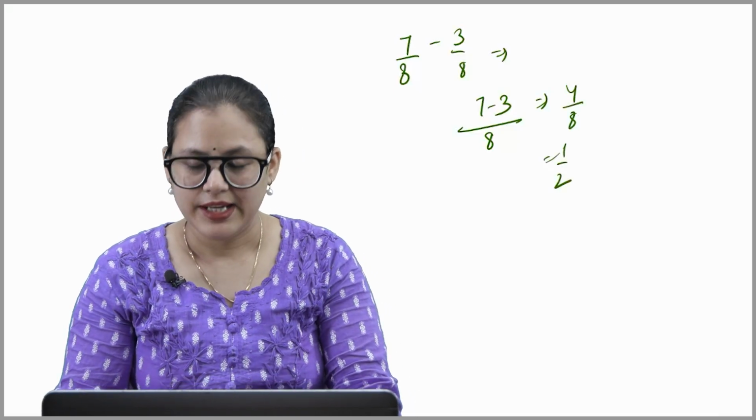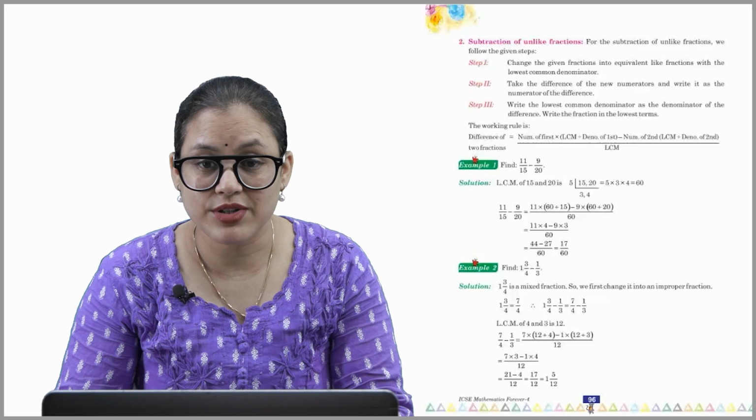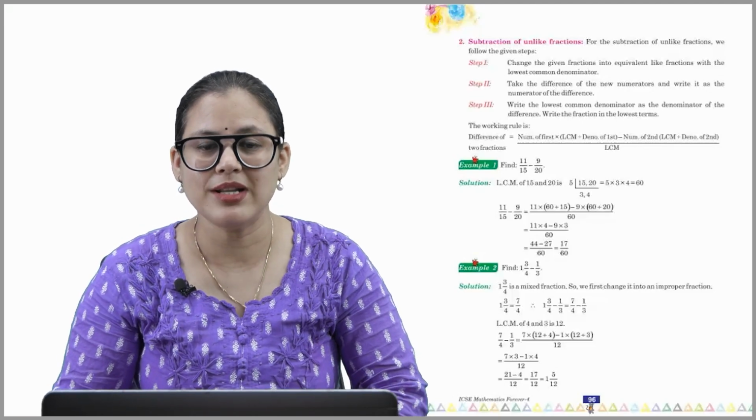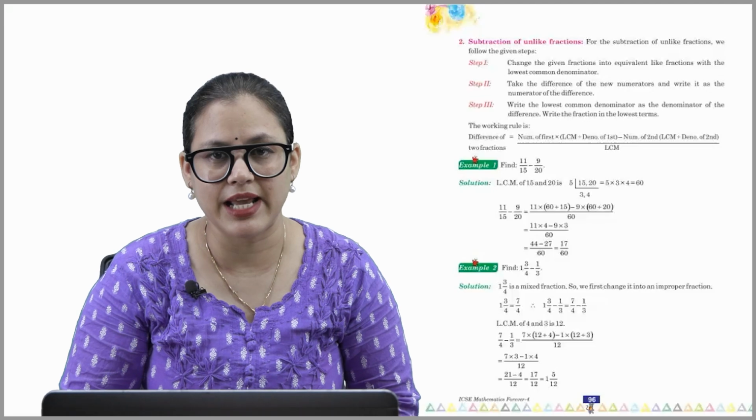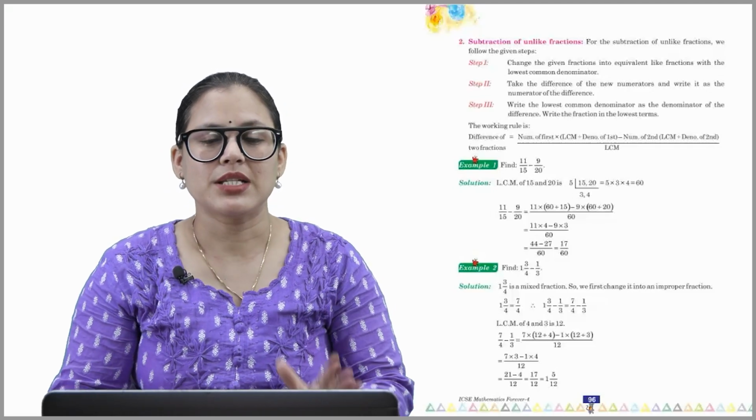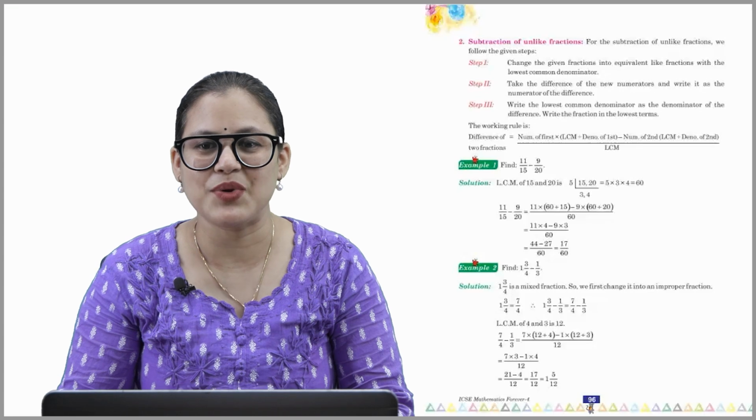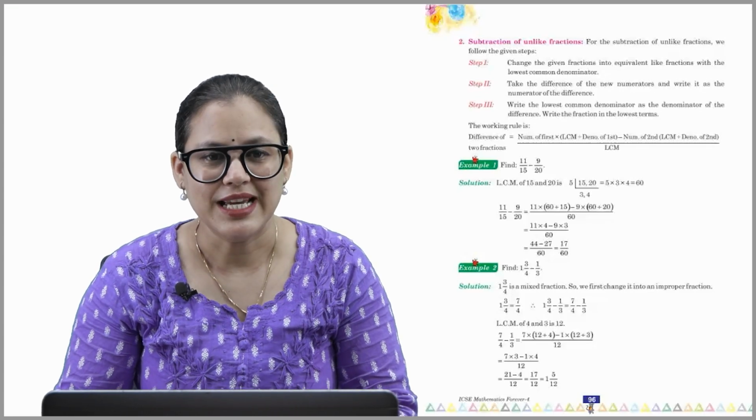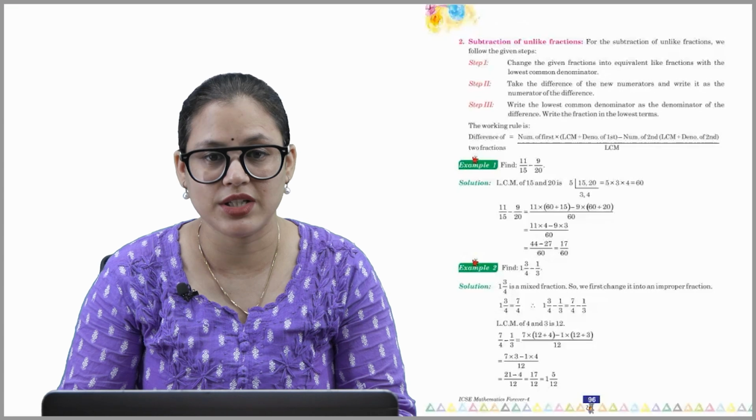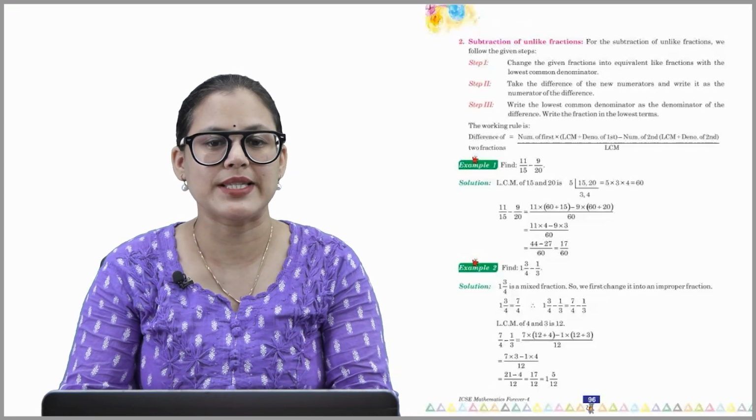Okay. Next, subtraction of unlike fractions. For the subtraction of unlike fractions, we follow the given steps. Step 1, change the given fractions into equivalent like fractions with the lowest common denominator. Step 2, take the difference of the new numerators and write it as the numerator of the difference. Step 3, write the lowest common denominator as the denominator of the difference. Write the fraction in the lowest term.